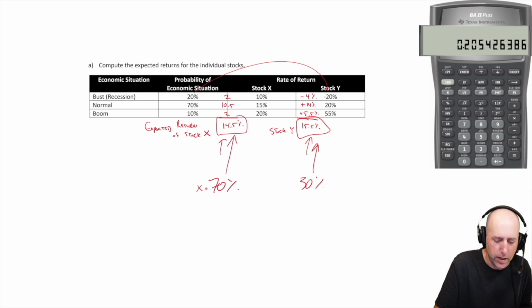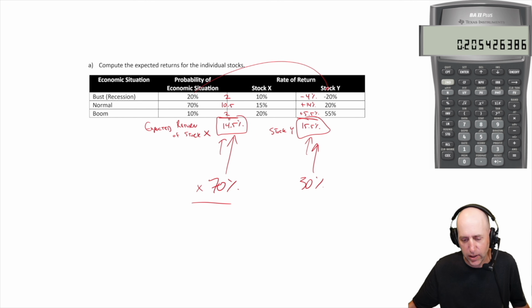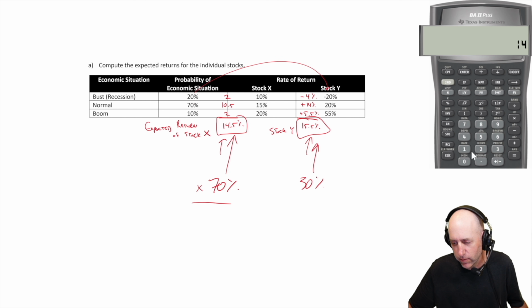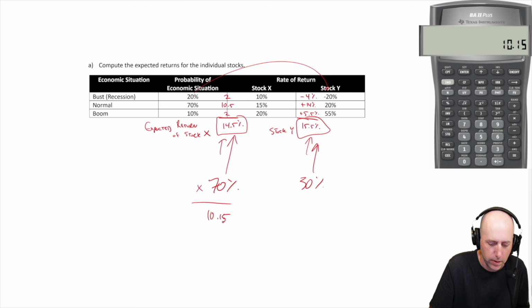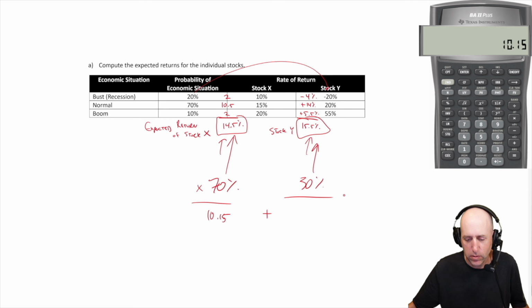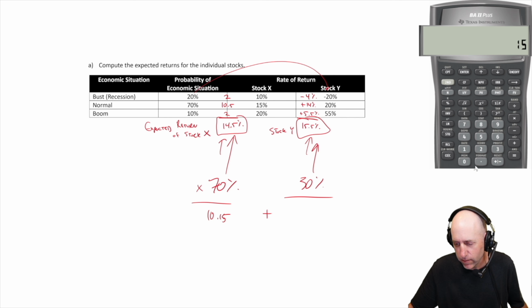So we've said stock X is going to give us 14.5%, and 70% of our money is going into stock X, 30% is going into stock Y. So you just multiply 70% times our expected return there, 14.5. 14.5 times 70% gives us 10.15. And we're going to add that to 15.5 times 30%.